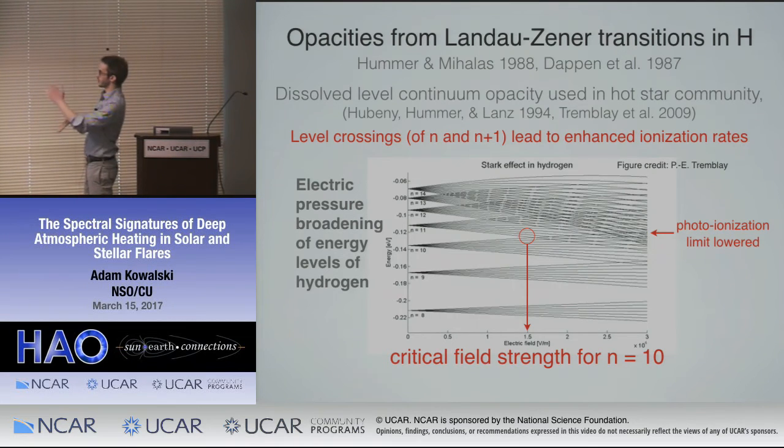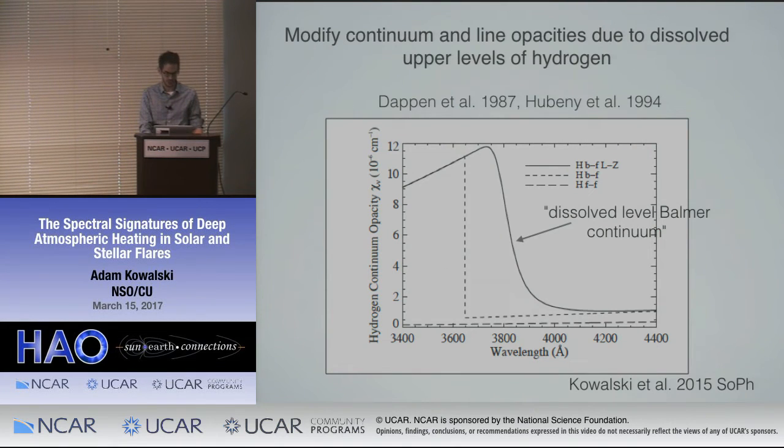The levels that overlap, they're called dissolved levels. And so this photoionization continuum opacity that results is called the dissolved level continuum. And so here it is for the F13. The standard ideal continuum opacity with the edge is the dashed line. But with the dissolved level continuum treatment, the Balmer continuum opacity extends longward of the Balmer edge and then fades into the Paschen continuum opacity. So that's the dissolved level Balmer continuum opacity.